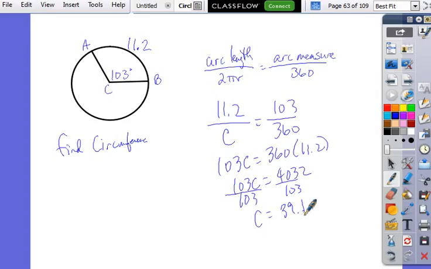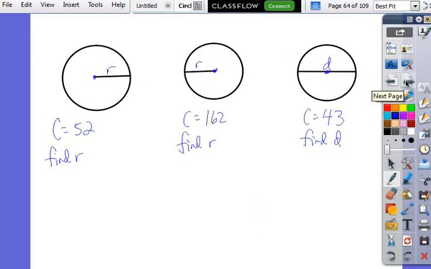All right, look at this one. All of these are saying, here's the circumference. Go back and find the radius. We're going backwards. All right. Well, I start with the formula for, in this case, radius. So that's my 2 pi r. Well, it tells me what C is. C is 52, so I'm going to take the C out and put the 52 in its spot.